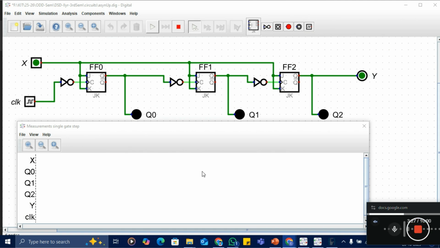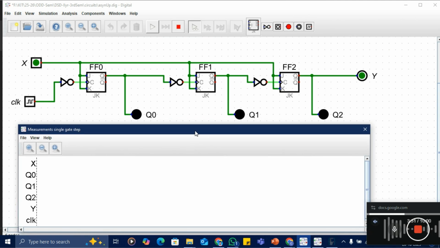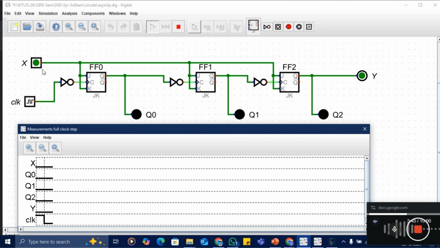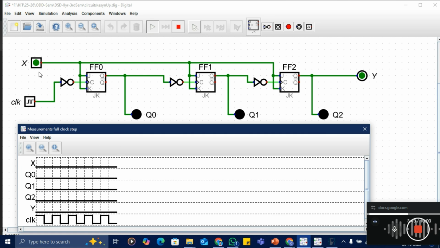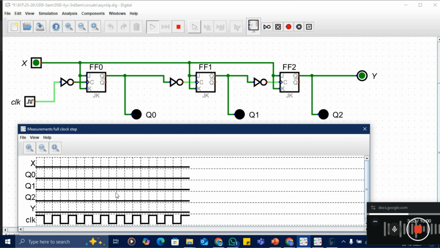So this is our circuit. I have connected a clock, the same circuit we have seen previously. Now I am starting by giving an input. Until the input is given, the output is 0 only. If the input is 0, for every clock pulse the output is 0. That means all are 000, so the counter has not started counting.